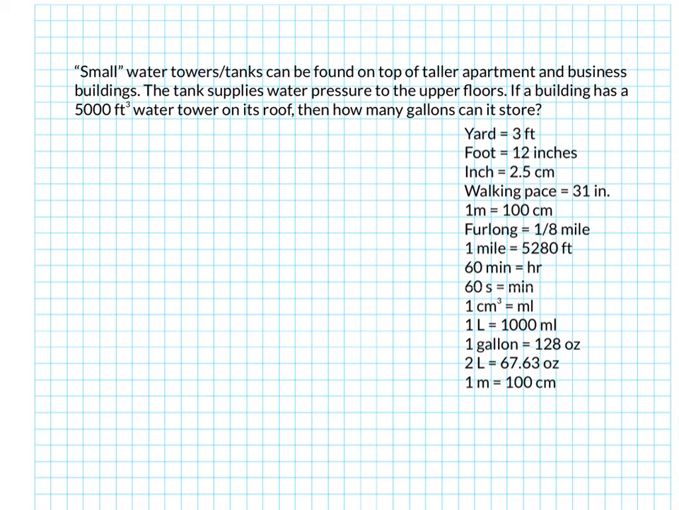Small water towers or tanks can be found on top of taller apartment and business buildings. The tank supplies water pressure to the upper floors. If a building has a 5,000 cubic foot water tower on its roof, then how many gallons can it store?